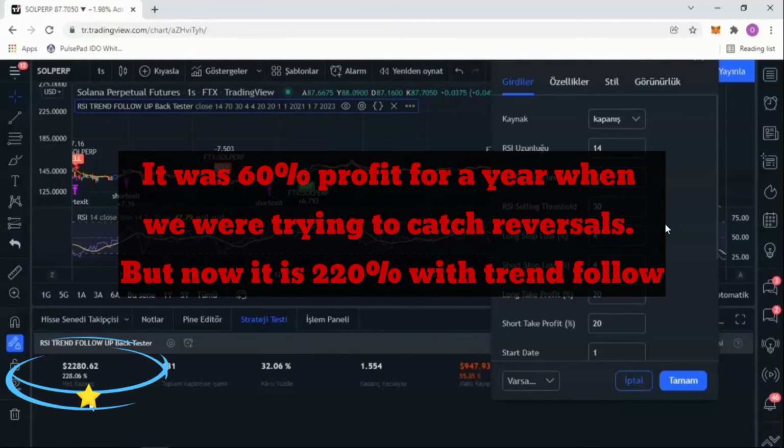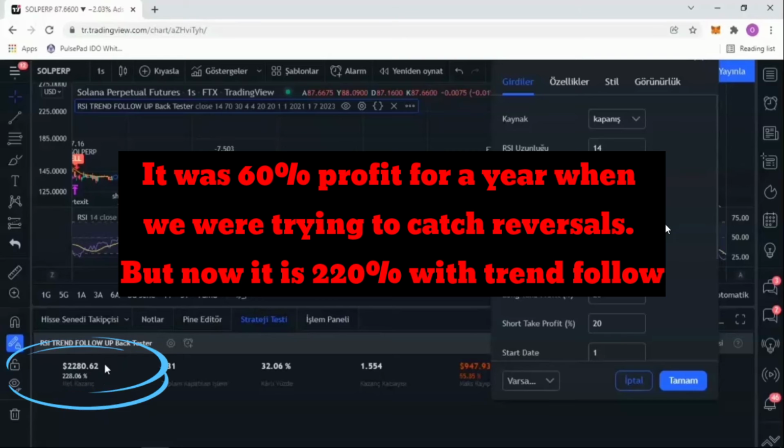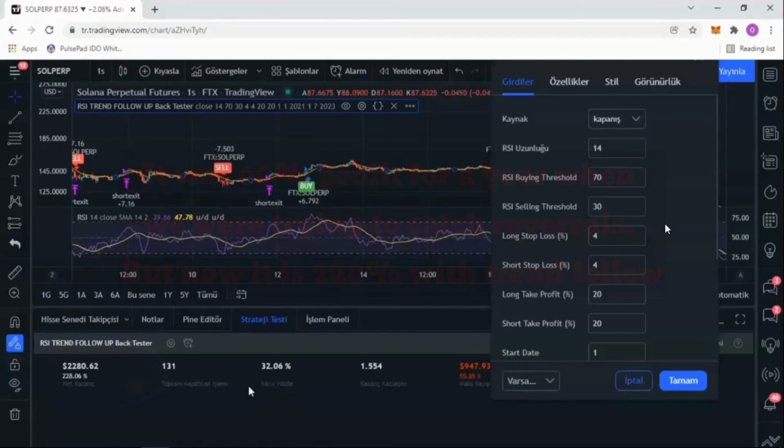Check this out. Our profit increased significantly. It is giving 228% profit in 1 year. Not too bad for a robot trading with only one indicator. Let's remind what this strategy tester is testing. We are opening a short position when RSI crosses under 30.